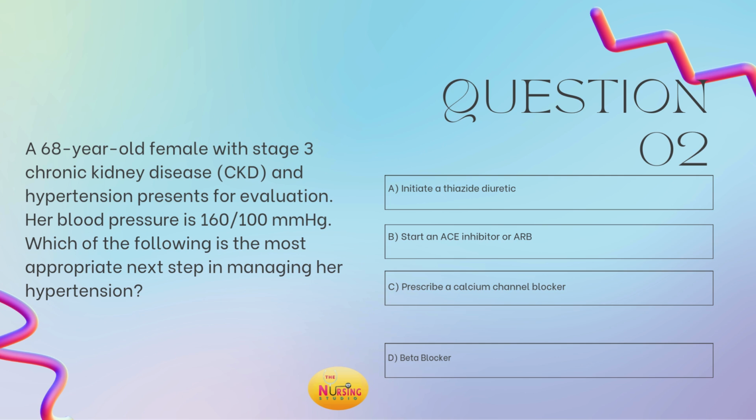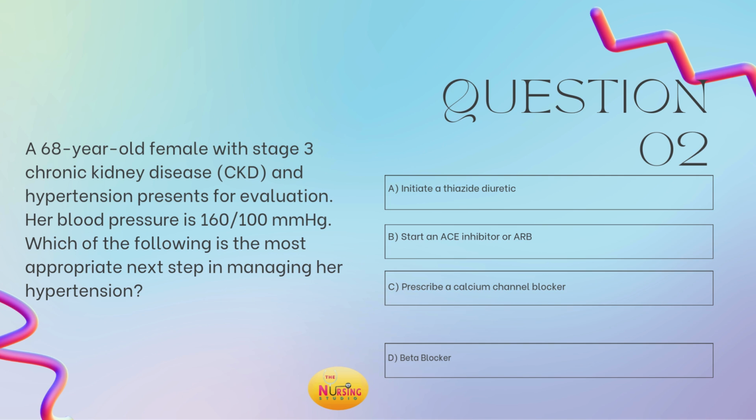So we have a 68-year-old female. She has a history of stage 3 chronic kidney disease and hypertension. Blood pressure is significantly elevated today. And so we do need to provide management. But remember, whenever we need to provide renal protection, we want to go with B, either an ACE or ARB, right? So you would go directly there.